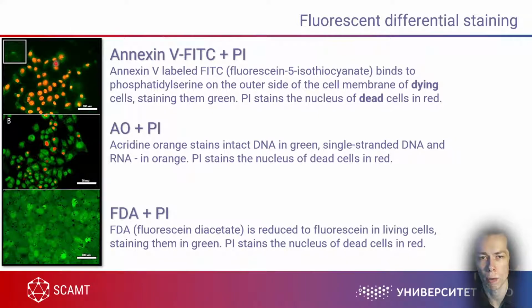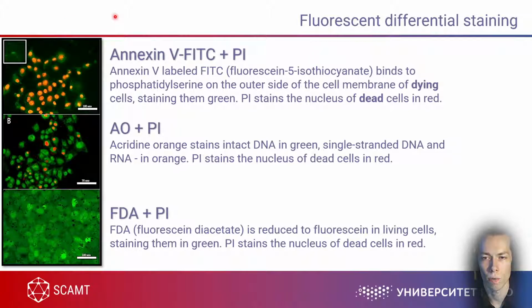In case we see only red fluorescence, it means it's a late stage of apoptosis, and the phosphatidylserine on the surface of the membrane is already destroyed or something happened to it. And in case we see only green fluorescence without a red nucleus, it means that the cells are at a very early stage of apoptosis. So just using one kit, we can distinguish three stages of cell death: early, middle, and late.